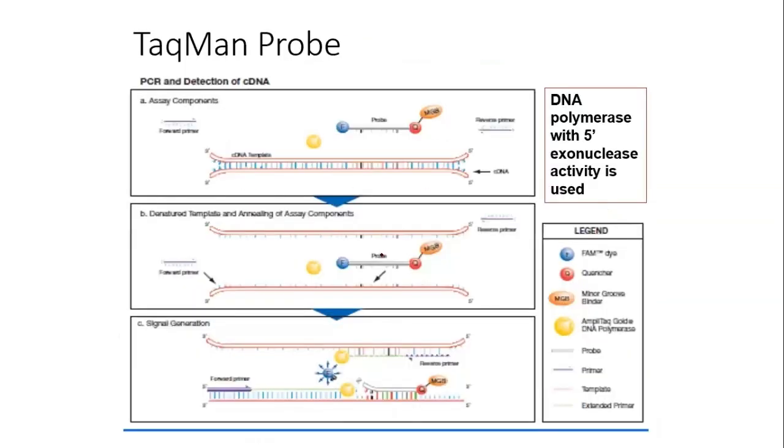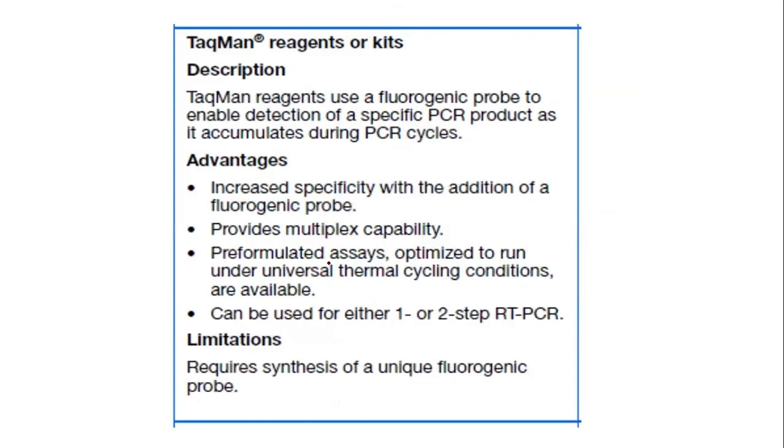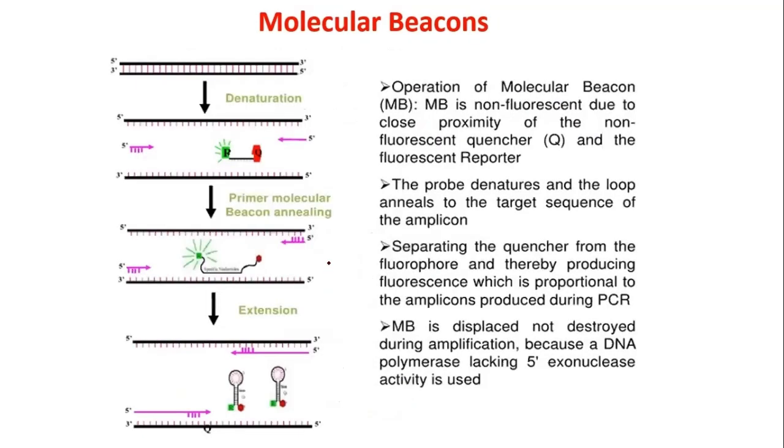The TaqMan probe we already saw uses a fluorophore and quencher, and it's more specific and mostly used by people when you're studying 1 or 2 genes. It's very easy to design your probe yourself and do a specific PCR reaction. And molecular beacons are not used as much as those other two.